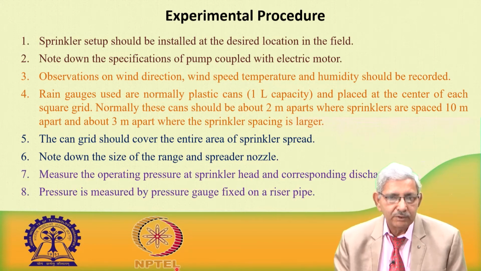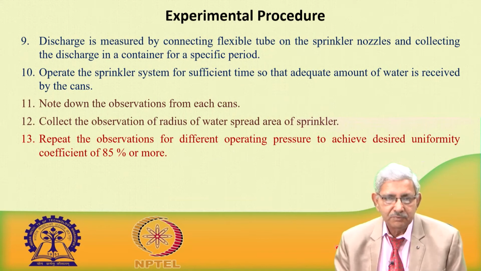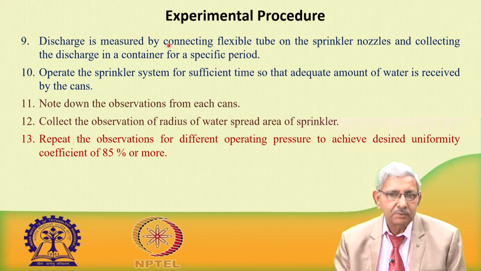We will note down the observation of the range as well as the sprinkler nozzle sizes, operating pressure, and then corresponding discharges. That relationship you have already studied, that Q equals C into A into root 2gh. So, the operating pressure and discharge relationship is required. Pressure is measured by using a pressure gauge, which is fixed on the riser pipeline, or using a pitot tube also. These pressure and discharge data can be collected.